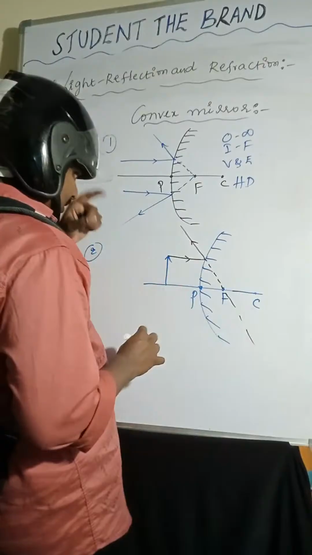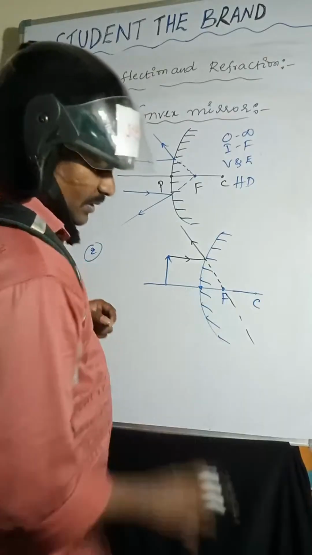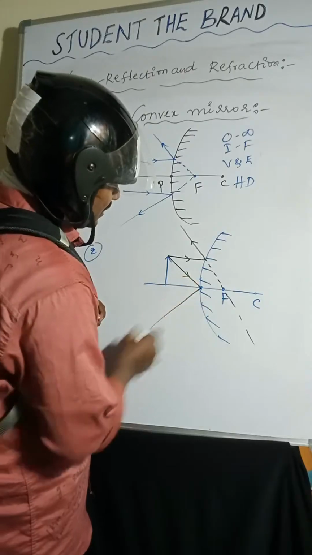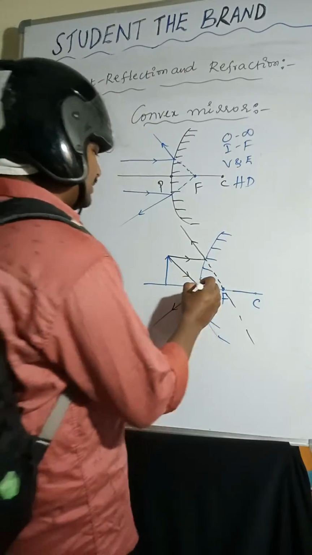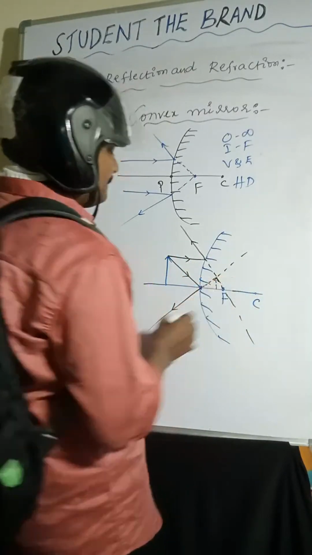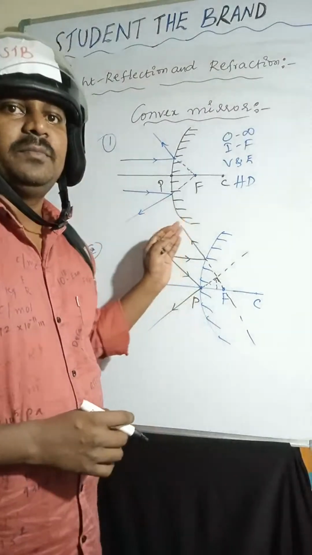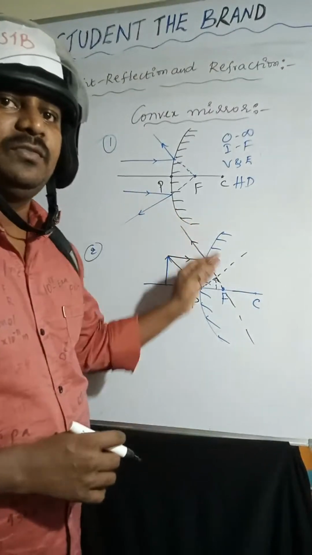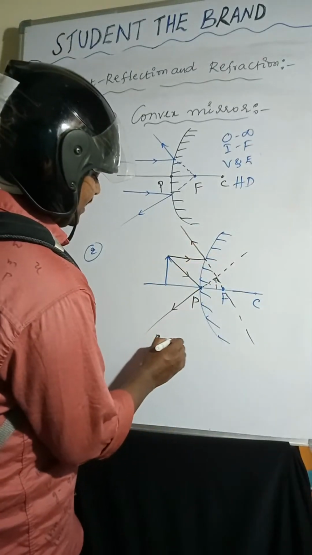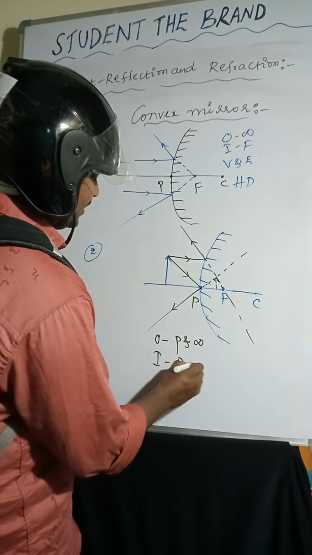Another light ray is incident at the pole like this, so it reflects back. Okay, if you extend these light rays, the image will form here. So this is the pole. Object is placed between infinity and pole, so the image will form between P and F.